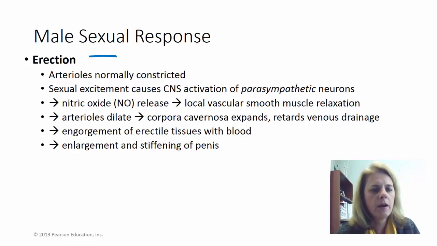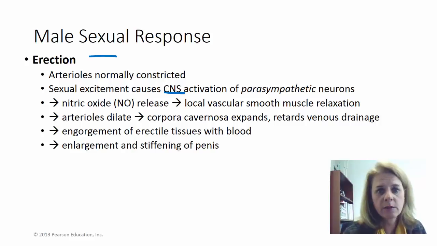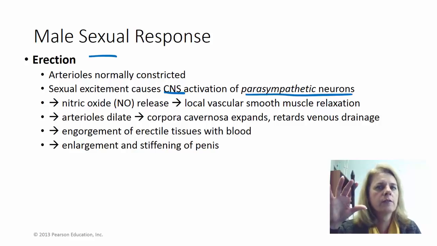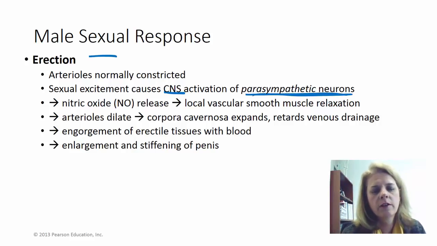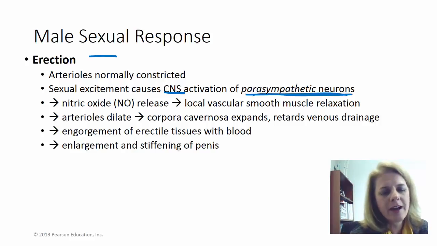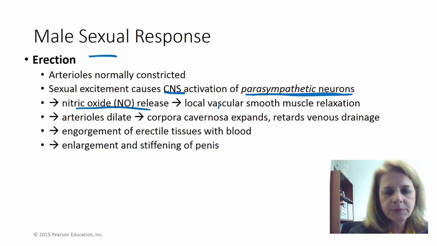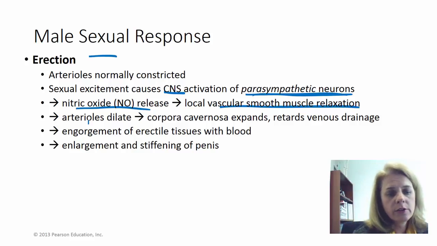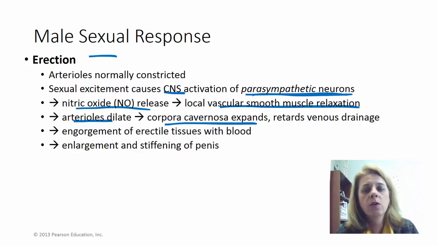And so normally these arterioles are constricted, so there's limited blood flow in the penis, and the penis is flaccid. But upon sexual excitement, the central nervous system will activate the parasympathetic neurons. Okay, so the parasympathetic, remember back to your first anatomy where you had your central nervous system and your peripheral nervous system, and you had the parasympathetic and the sympathetic, your fight or flight and rest and digest. So parasympathetic neurons are turned on, and they release something called nitric oxide, a neurotransmitter. It's actually a gas that causes smooth muscle to relax. So it targets the penis, and this vascular smooth muscle will relax. These arterioles will dilate, okay, and that allows the corpora cavernosa to fill with blood and to engorge.